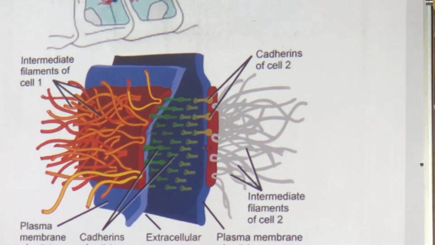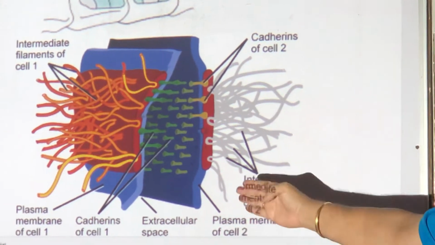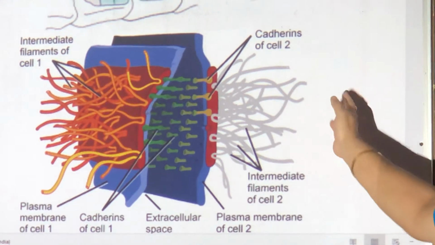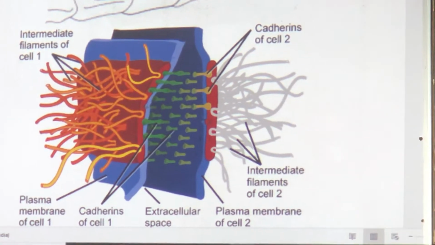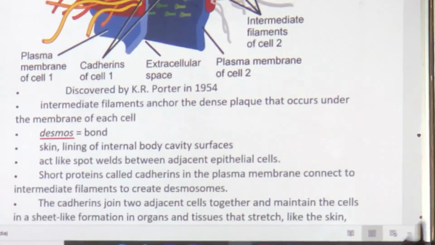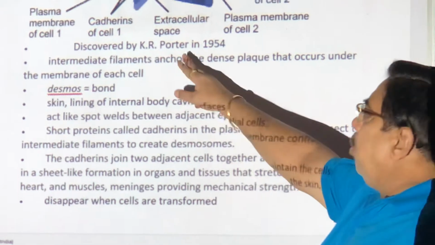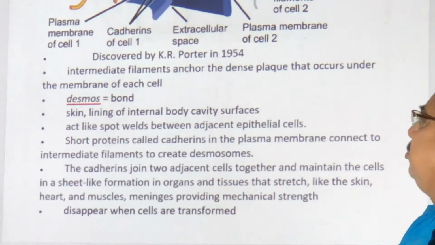Okay, desmosome. So the plasma membrane has cadherins. There is a gap between, and there is a plasma membrane too. And then there are intermediate filaments. Okay, you don't need such diagram detail, but since the photos are so bad in your book that you can't understand, we have made it clearer. Who discovered it? Porter. Desmo means bond.